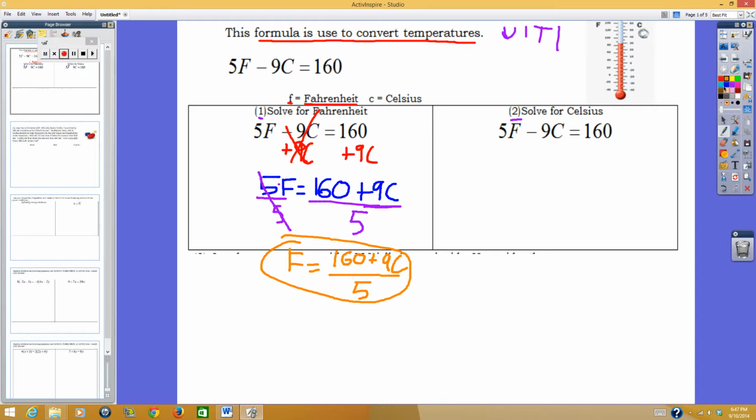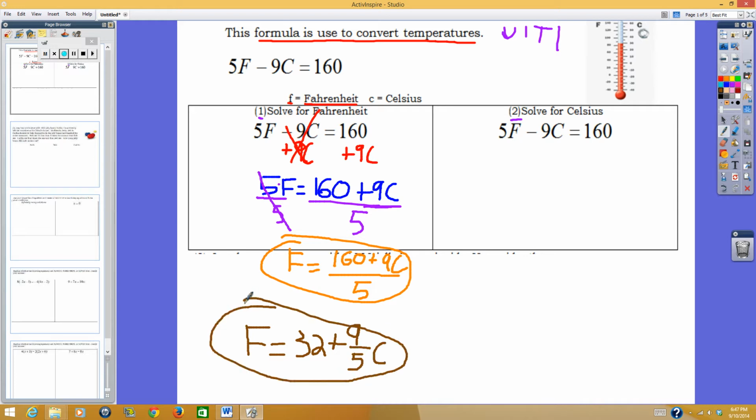I'm just going to throw them there. If you're an overachiever, which is cool, you can simplify this down a little further. You could do 160 divided by 5. This 5 is dividing the whole side. So 160 divided by 5, that should give you 32. And I'm not going to worry about 9 divided by 5 because that's going to give you a decimal, right? So if you came up with this as your answer, that's acceptable too. But I just have a feeling most of you guys are going to come up with that, okay? Alright, that's number 1.